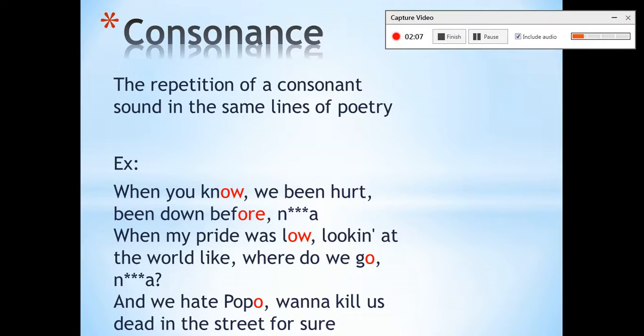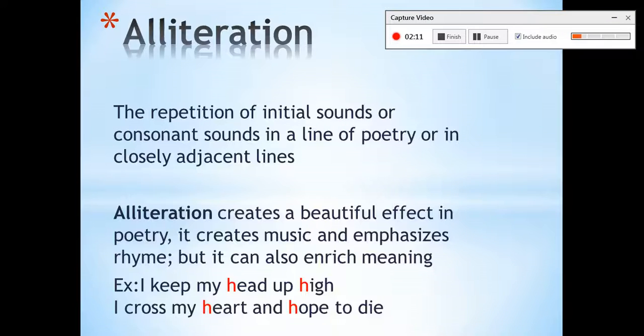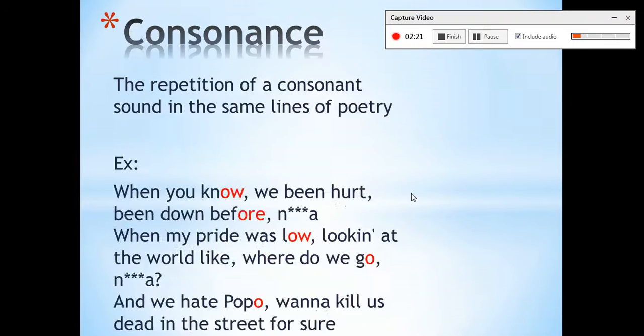Consonance is the repetition of a consonant sound in the same lines of poetry. Now consonance is very similar to alliteration. However, with alliteration, you're going to hear it mostly at the beginning of the word, like these H's. For consonance, it can be anywhere else in the word. So these are very similar. So the repetition of consonant sounds in the same lines of poetry.